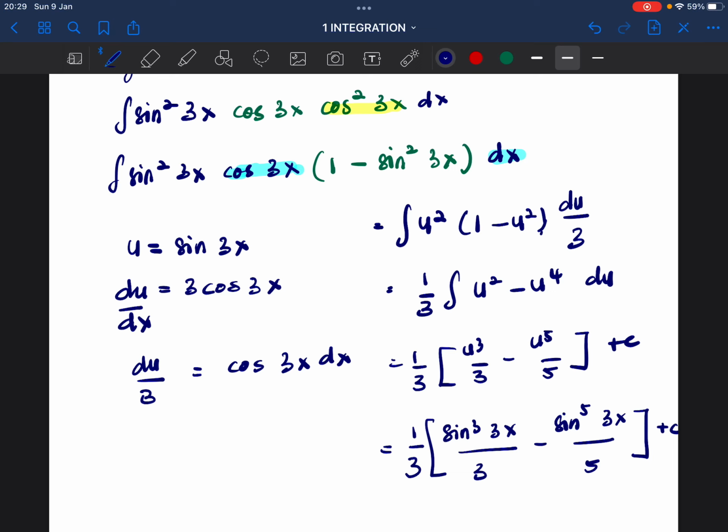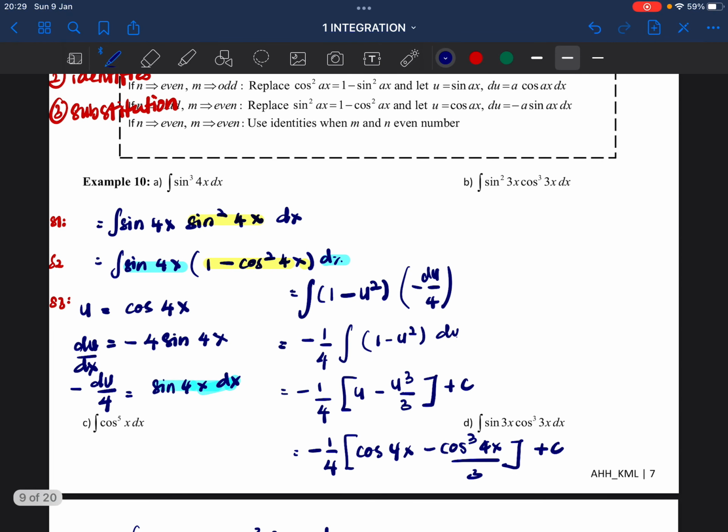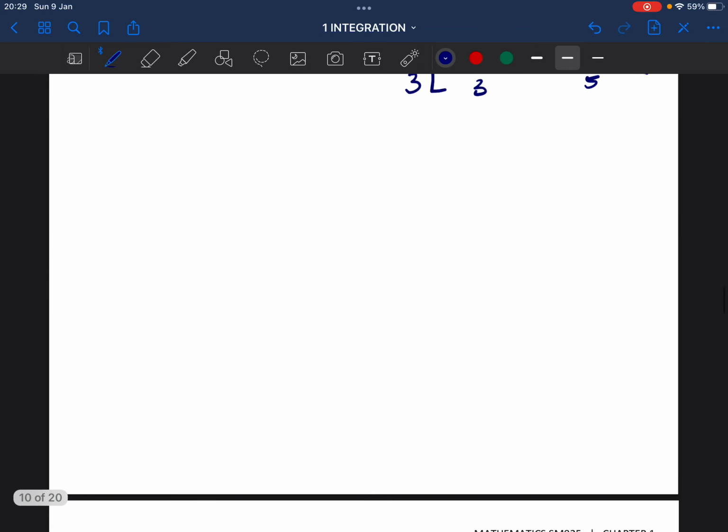Right. So let's see, the next question here is question C. We have cos 5x. So obviously your power is an odd number. Okay, single cos 5x, odd number. So obviously we have to use the 3 steps there. Okay, C. So integrate cos 5x dx.